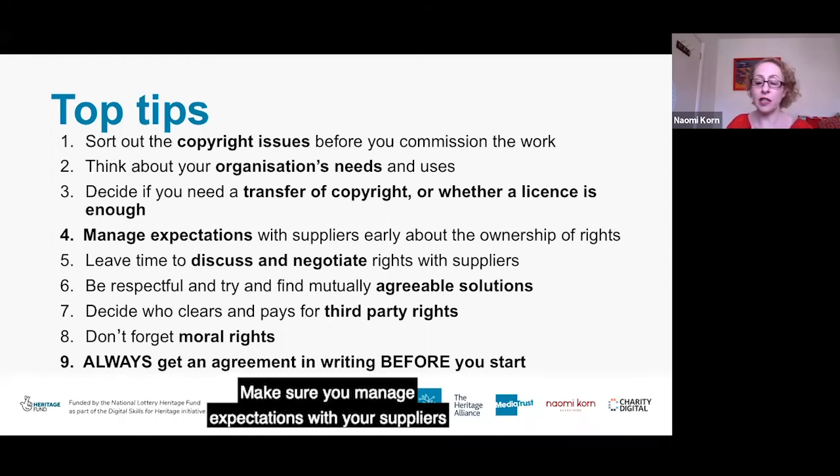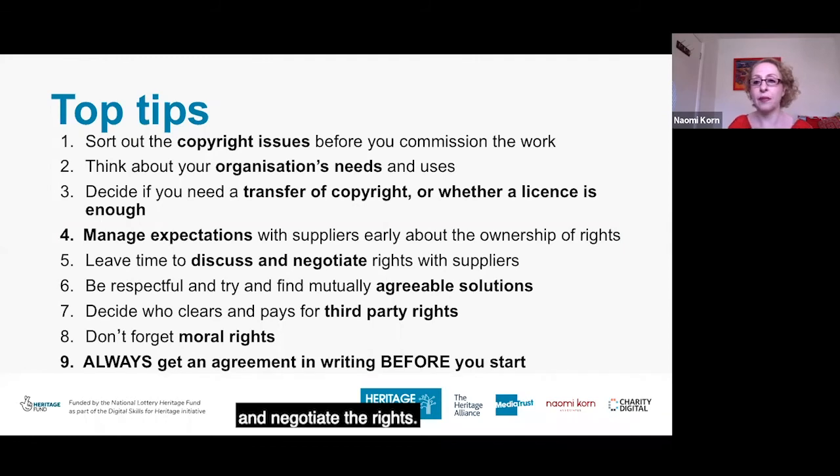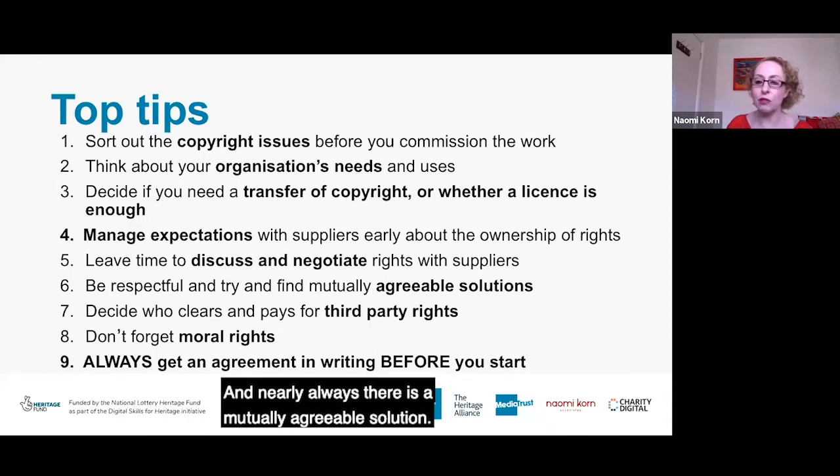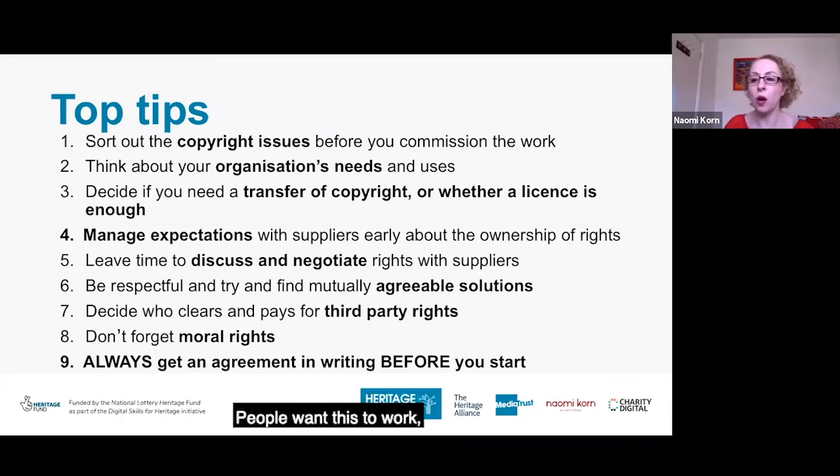Make sure you manage expectations with your suppliers as early as possible so that everyone knows what's expected, and they can also discuss with you if there are any problems, and you can have a proper space to discuss it and negotiate the rights. Always be respectful and find something that's mutually agreeable, and nearly always there is a mutually agreeable solution. People want this to work. Our suppliers want to work with the heritage sector. And so how can you make it work for both of you?